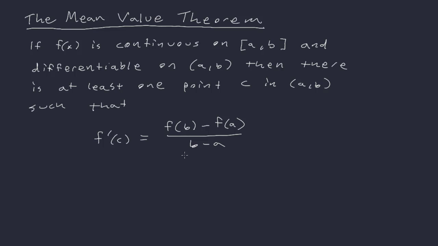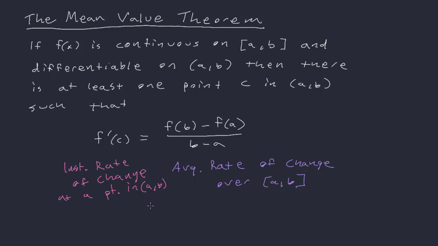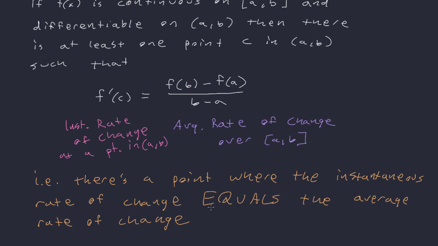But what does this actually say? Well, remember, this is the average rate of change over the interval a to b, and this is the instantaneous rate of change at a point within a to b. So what the mean value theorem says is that if a function is continuous and differentiable, then there's a point in the interval where the derivative, or the instantaneous rate of change, is going to equal the average rate of change. In other words, there's a point where the instantaneous rate of change equals the average rate of change.